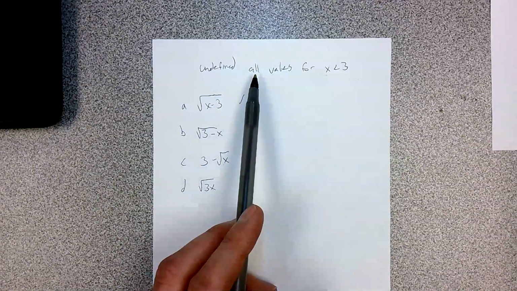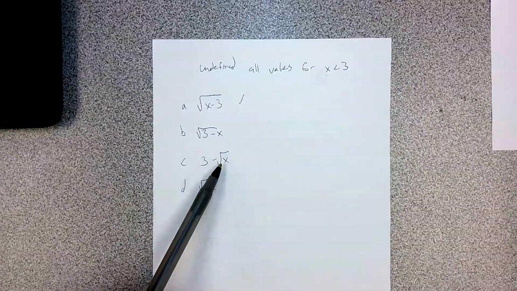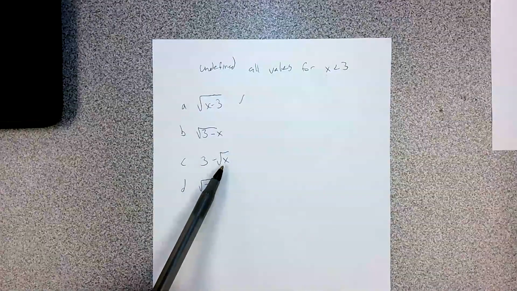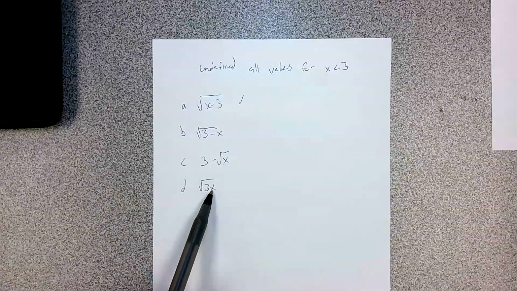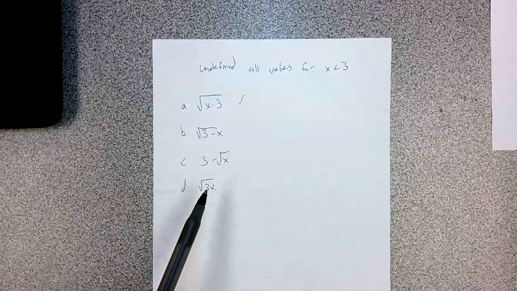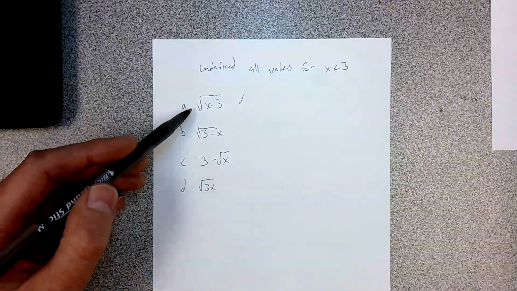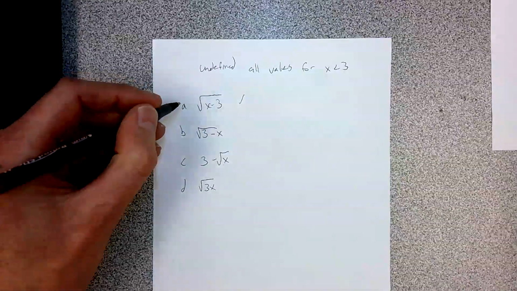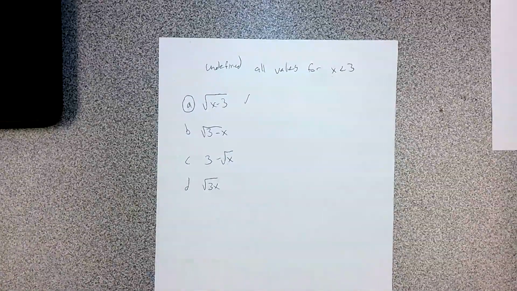The question said, where is it undefined for all values? So this technically is true for some values. So we're okay there. Same thing here. If x was negative, 3 times negative 2 is negative 6. That causes a problem. You can't take the square root of negative 6 with real numbers. So it sometimes works, it sometimes doesn't. The only one that was undefined for all values of x was A. That's how you could guess and check your way into this answer.